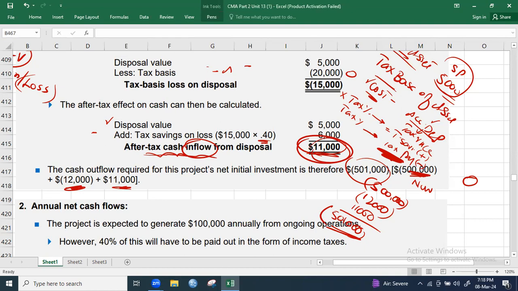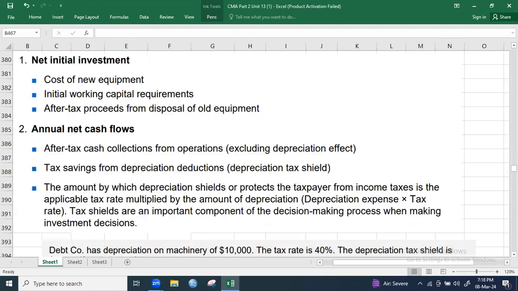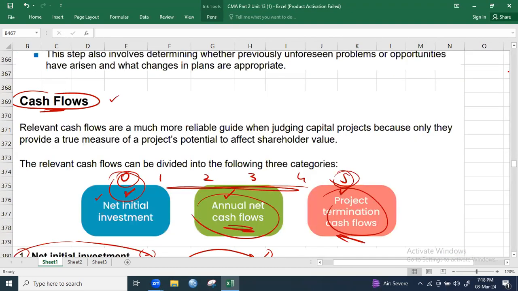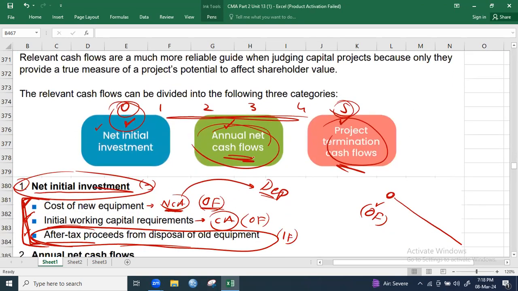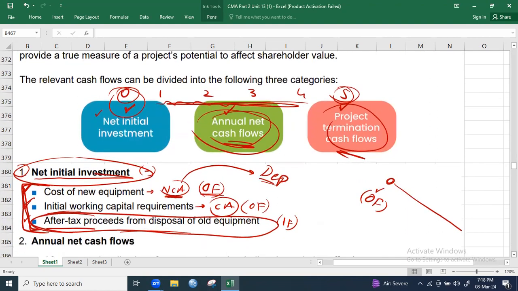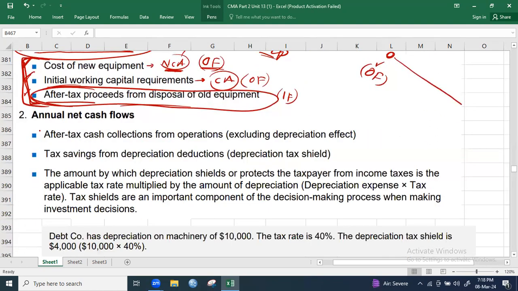Now, guys, we are moving to the second type of cash flow. The second type of cash flow is annual net cash flows. Annual, as I told you, will usually start from year one onward, right? So that is annual, like what you are receiving annually. And annually, it may include these things, please. Look at annual net cash flows first. It will include these two important things.